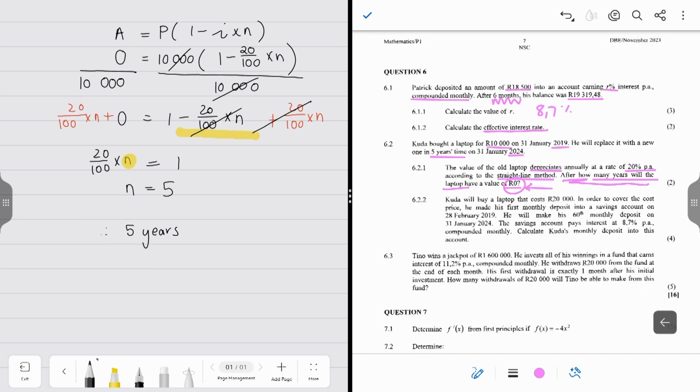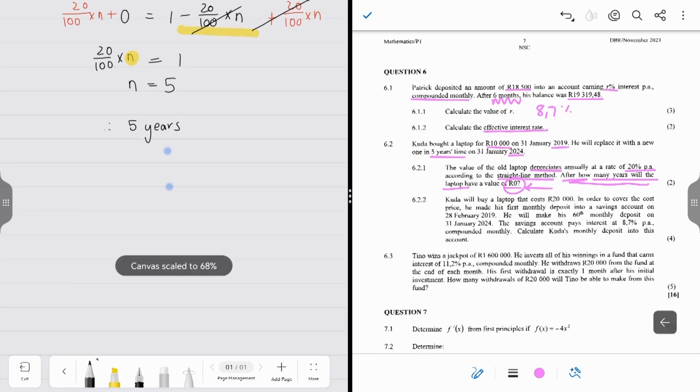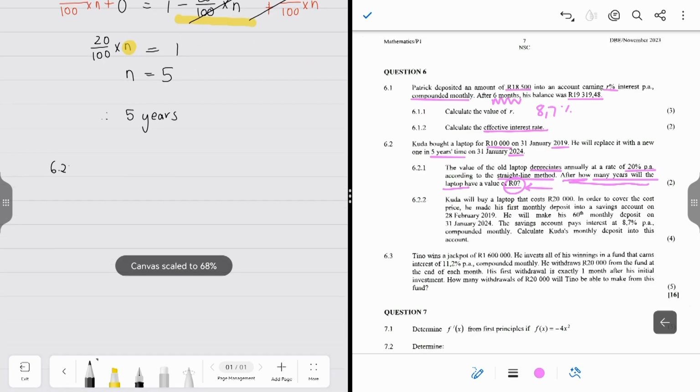All right, let's have a look at the next one. It says that Kuda will buy a laptop that costs 20,000. In order to cover the cost price, he made his first monthly deposit into a savings account on the 28th of February 2019. He will make his 60th payment, so they're telling you how many payments he's going to make, and it is a monthly deposit.